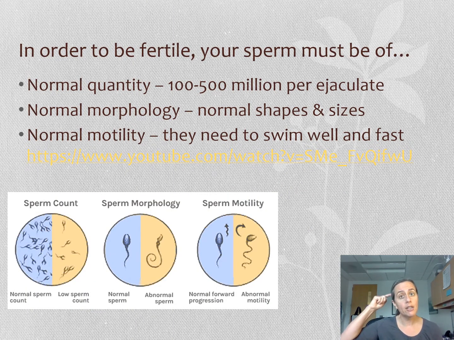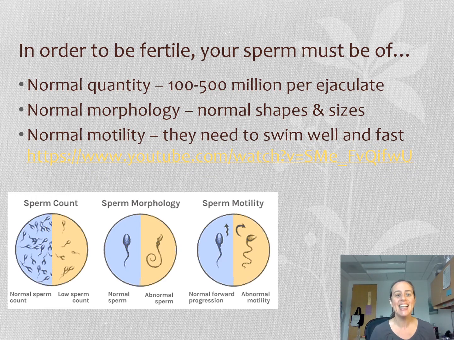It turns out that in order for your sperm to be able to successfully fertilize an egg and result in a zygote, which then might turn into a baby, there are three basic characteristics that the sperm in your semen need to meet. One is you need to have enough of them. One of the mind-boggling things is that a normal ejaculate contains between 100 and 500 million sperm.